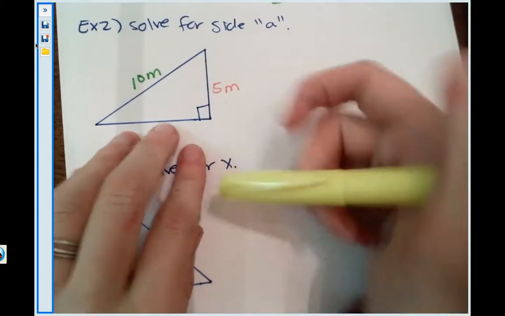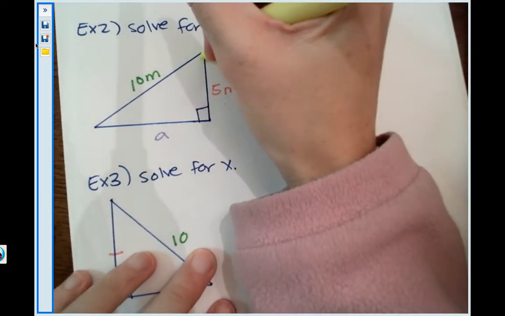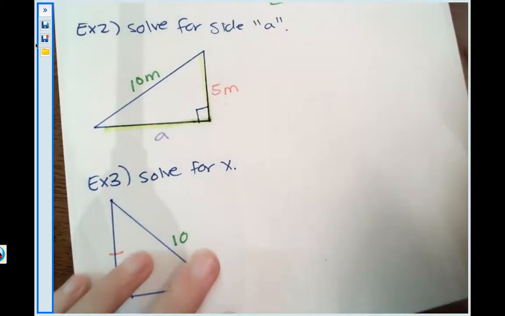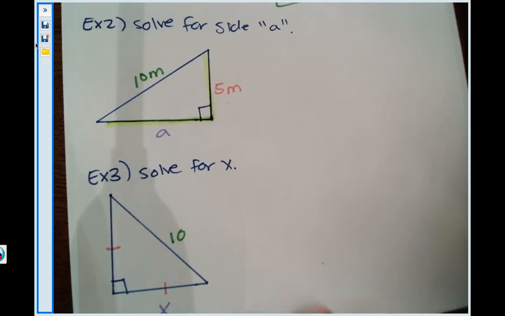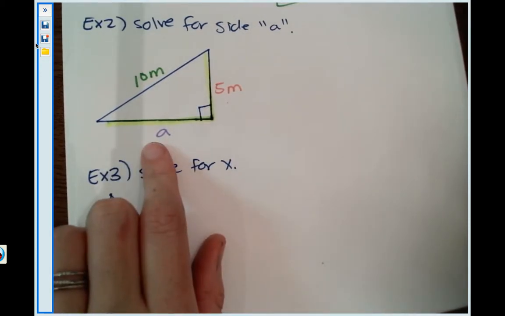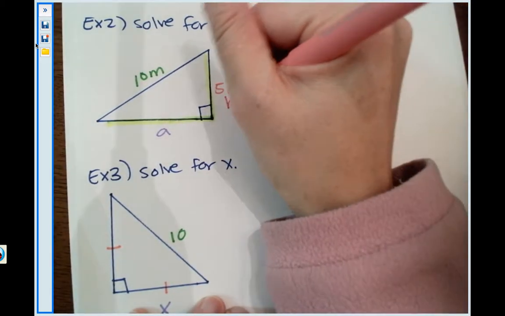Okay, so look at this little boxy thing. That means that is a right angle. So bam and bam, this is my right angle. And the two values on the right angle are the legs, which are the A and the B, and I already have my A labeled conveniently. So I'm going to make the 5 the B.